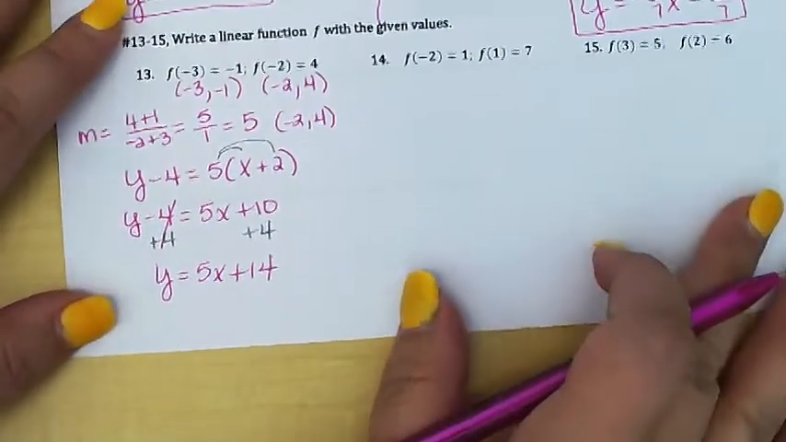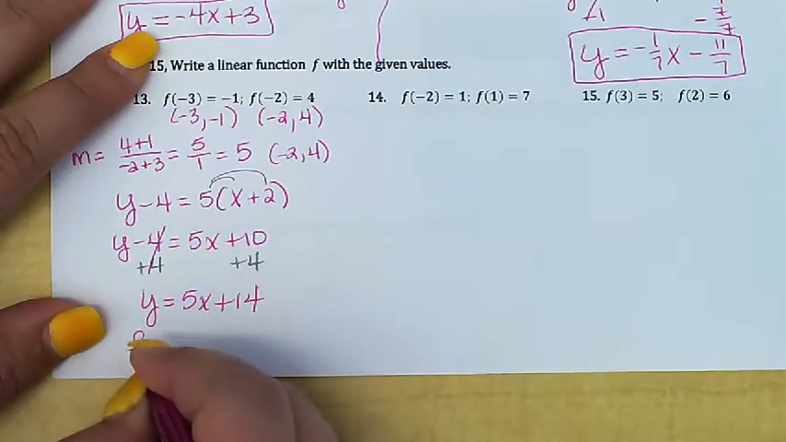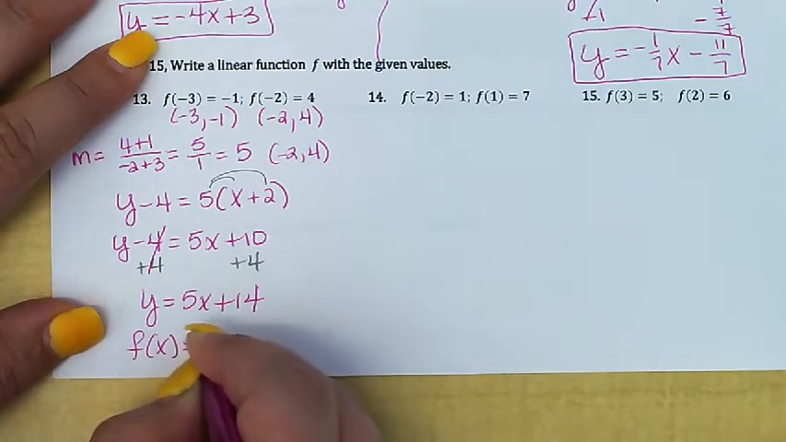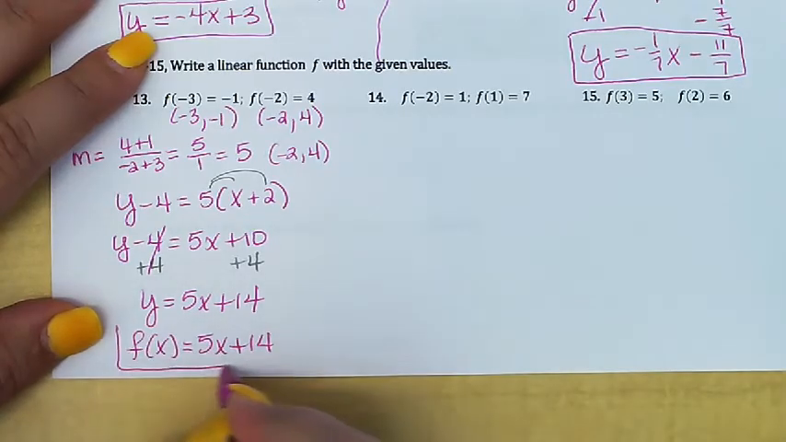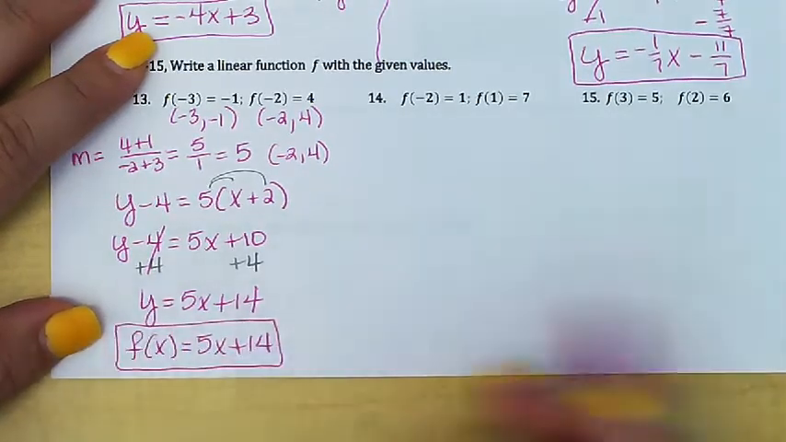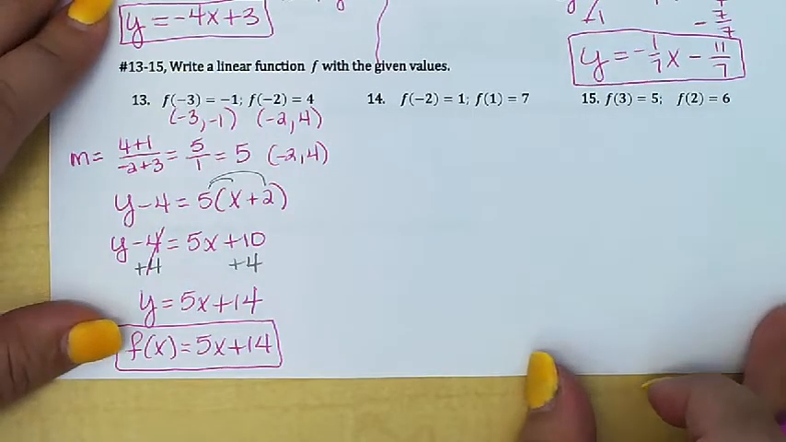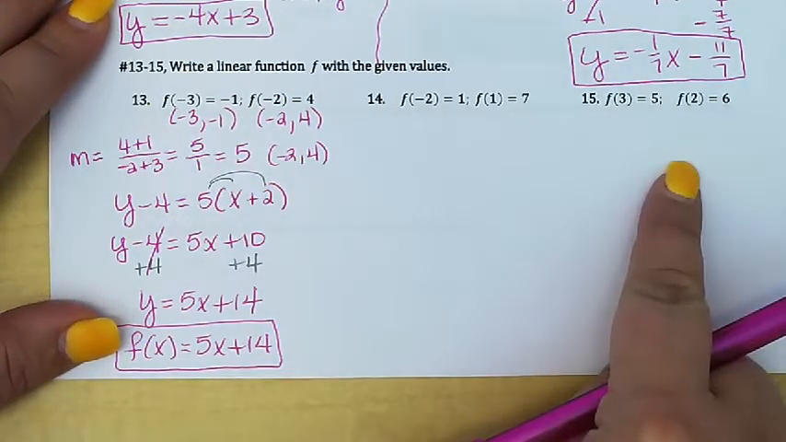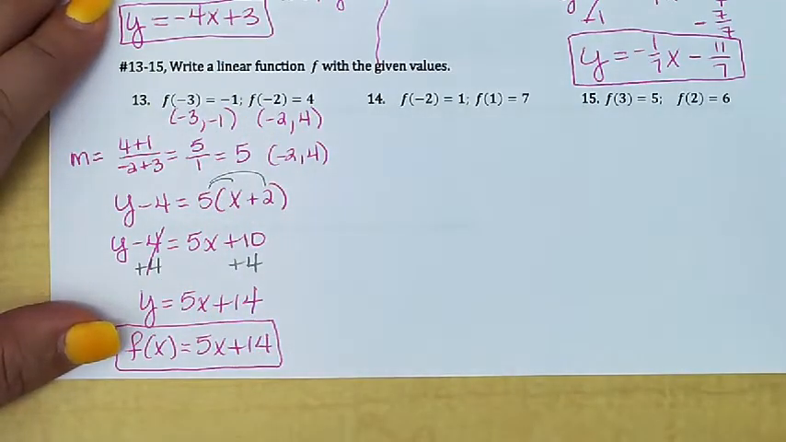And then I can really rewrite this in function notation. This whole thing was in function notation. I want to be consistent. So really, f of x equals 5x plus 14. That's how I really want to establish my answer. That's the function that represents that. Okay, so I'm going to go ahead and stop it here. Try 14 and 15 on your own. Use this as a guide to help you, and then in a moment we'll check it.